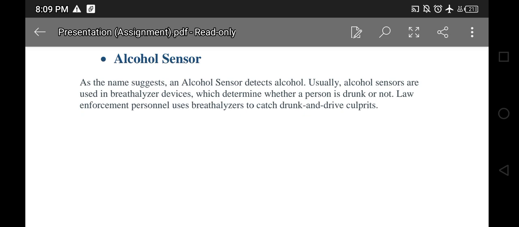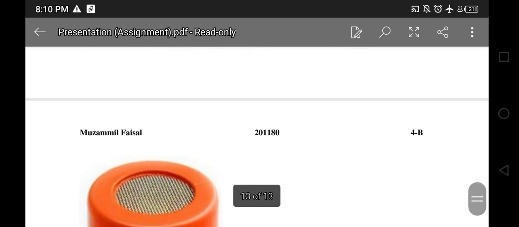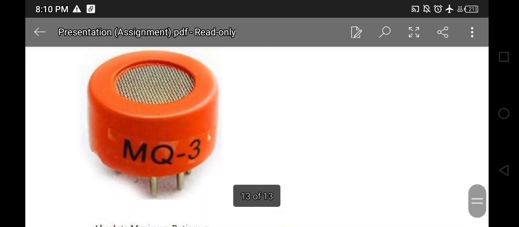Usually, people that drink are also involved in hit and run cases and driving cases and whatnot. So mostly in these types of cases, these types of sensors are used in machines to detect whether a person is actually drunk or not. The picture of this sensor is given.